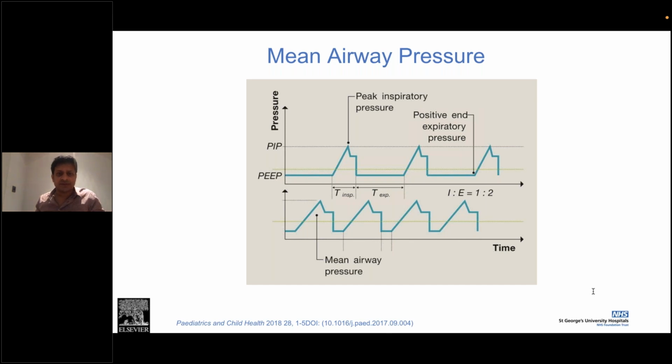So as your mean airway pressure goes up, you're really talking about lung disease that is not too good, bad sepsis, or bad meconium aspiration. In that case, you really need to look at what your gases are doing and then escalate from there.